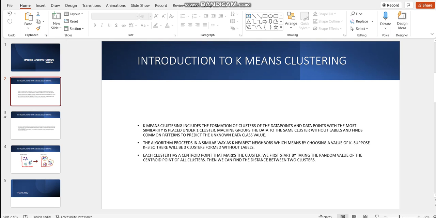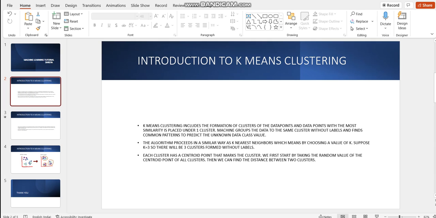So what exactly is K-means clustering? K-means clustering is one of the machine learning algorithms which includes the formation of clusters of the data points, and the data points with the most similarity are placed under one cluster. The machine groups the data into the same cluster without labels and finds the common patterns to predict the unknown data class value. So this is what K-means clustering does.